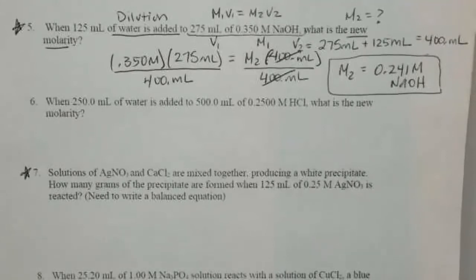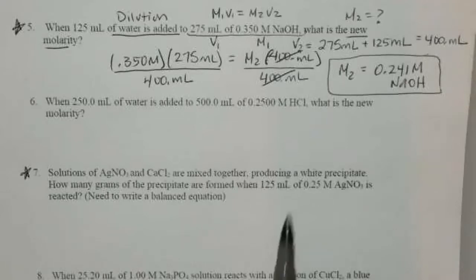Number 7 says we've got solutions of silver nitrate, AgNO3, and calcium chloride, CaCl2. We mix them together, and a white precipitate forms. How many grams of that precipitate would be formed if 125 mL of 0.25 molar silver nitrate is reacted?